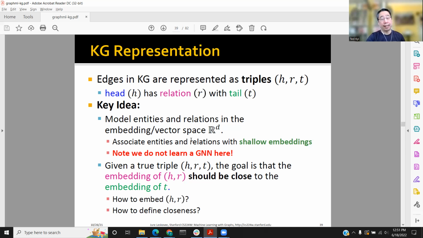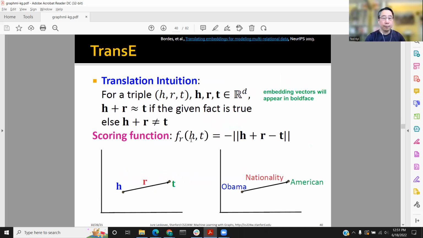So we do need to figure out how to do the embedding, and we need to define the closeness. The simplest thing you can do is the kind of embedding that we're generally familiar with. We're going to embed both nodes and relationships, since tails and heads are both nodes, just in the Euclidean space of dimension D. So if we say the embedding is 128, then each node and each relationship just gets a vector of length 128.